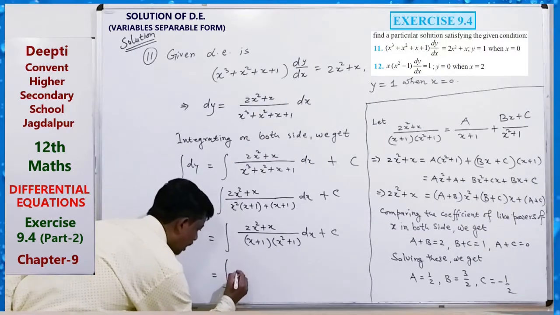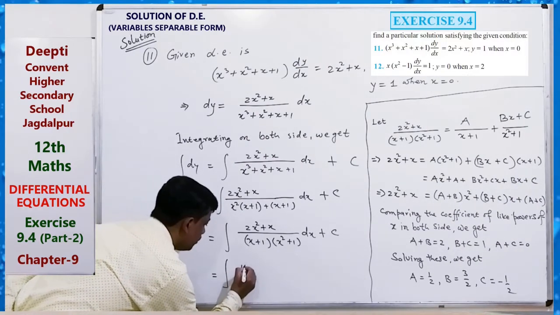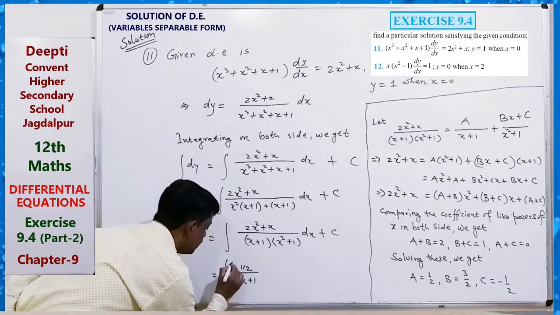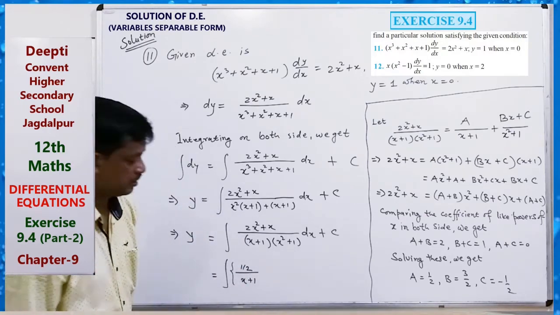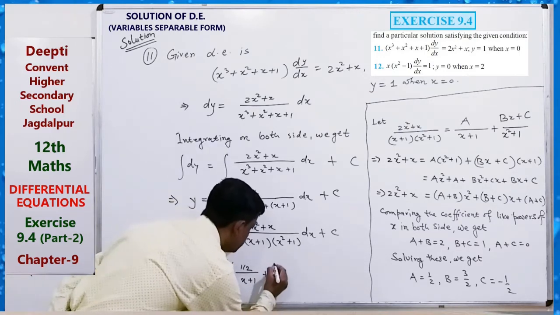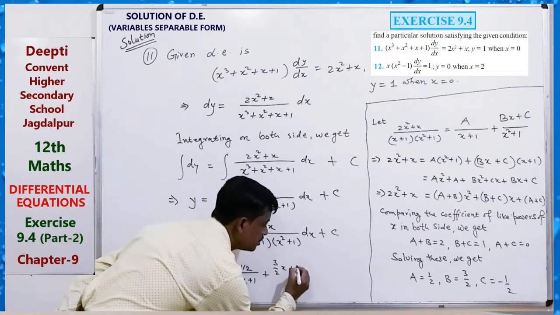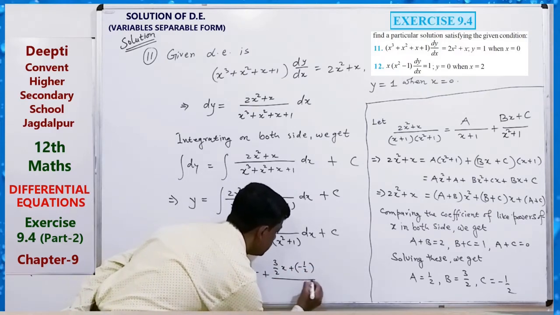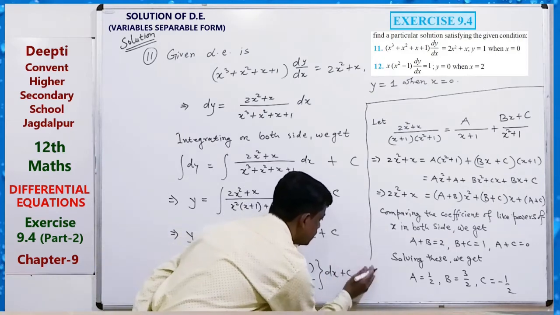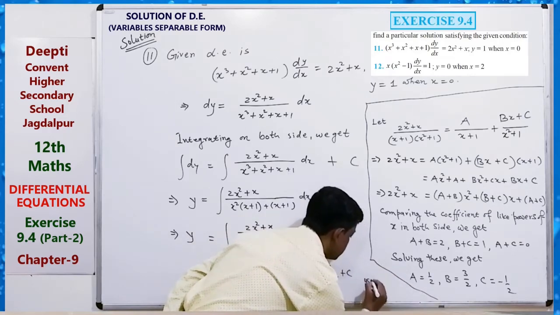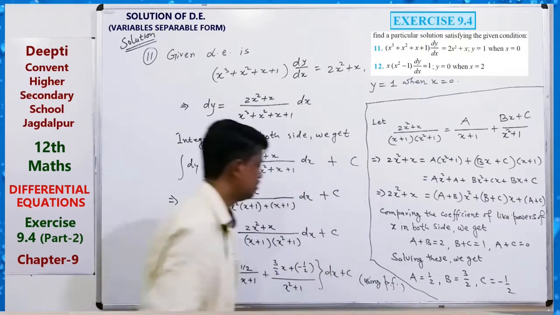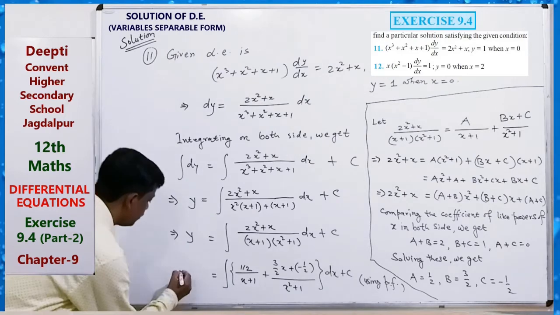So half, 1 by 2 upon x plus 1, plus b equals 3 by 2, so 3 by 2 x plus minus half upon x square plus 1 dx plus c. Using partial fractions. Okay, so y equals this.